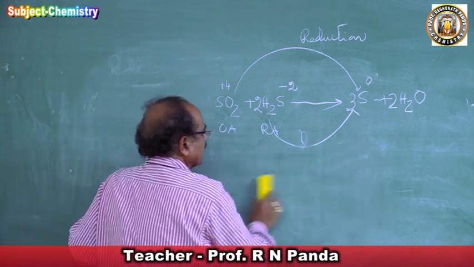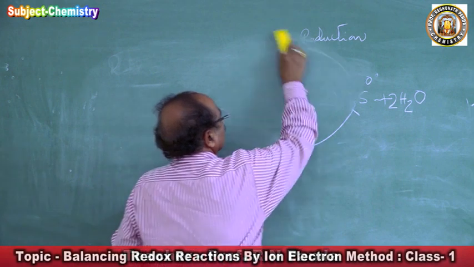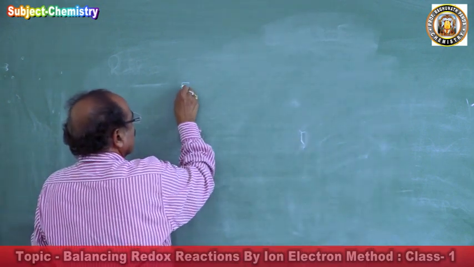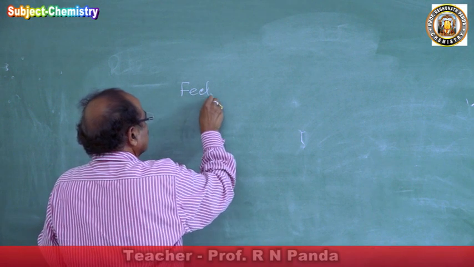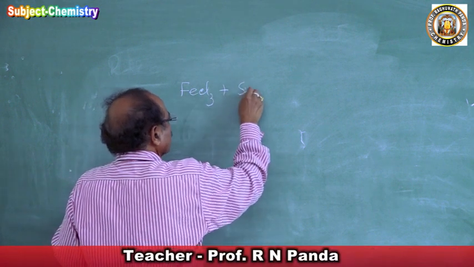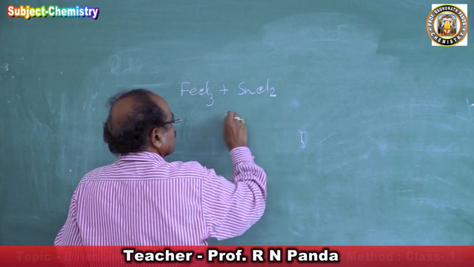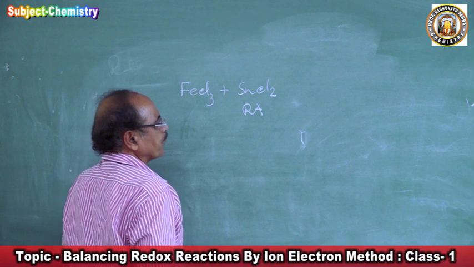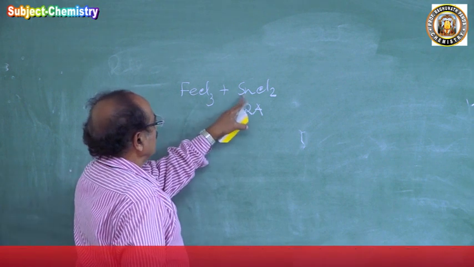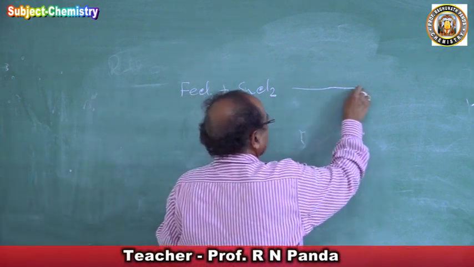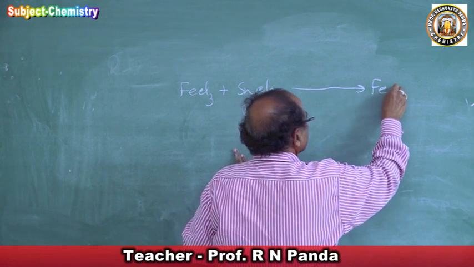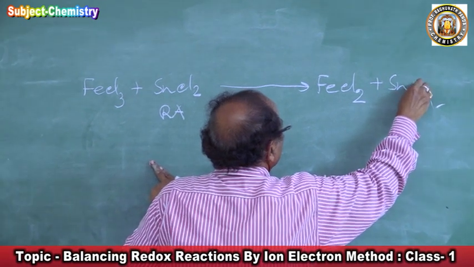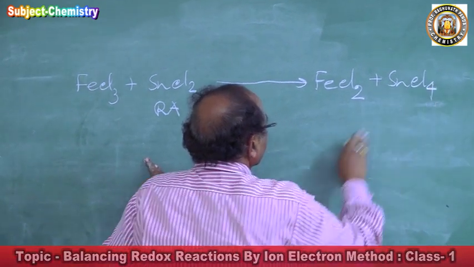Another example we will take. Suppose we take ferric chloride, and we add stannous chloride to that. So this stannous chloride, I am writing, is a reducing agent. So this stannous chloride will reduce ferric chloride to ferrous chloride and is getting oxidized to stannic chloride.